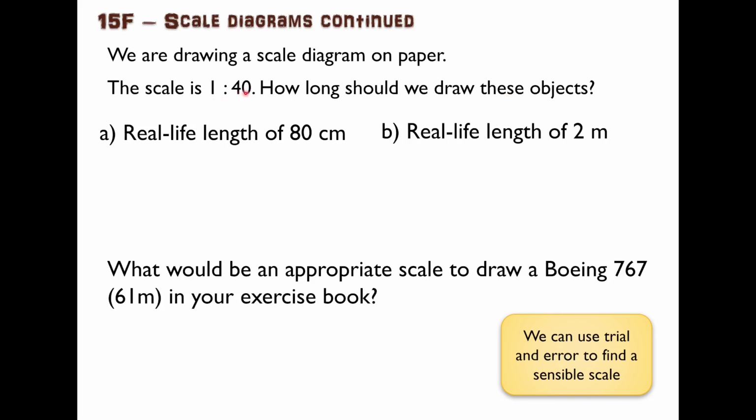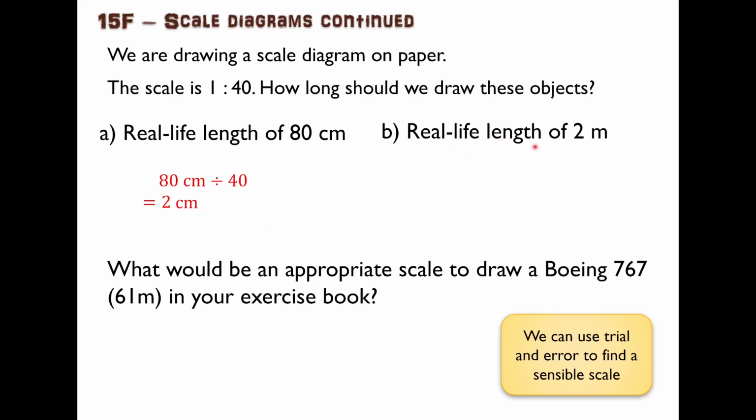So if the real world is 40 centimeters, that will be represented on paper by 1 centimeter. The scale factor is 40. The real world is 40 times as big as the paper. Knowing that, if you want to get from the real life length to the length on paper, you can just divide by 40. A real life length of 80 centimeters, if I divide that by 40, gives me 2 centimeters.